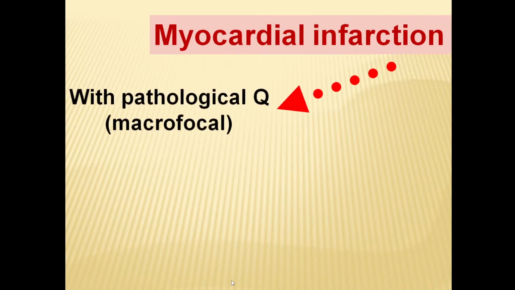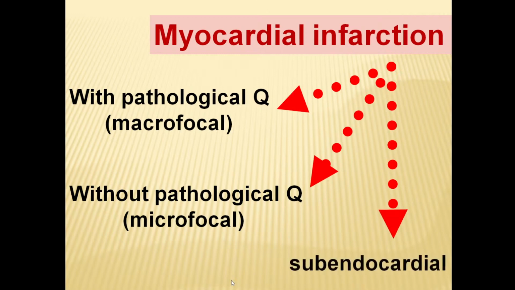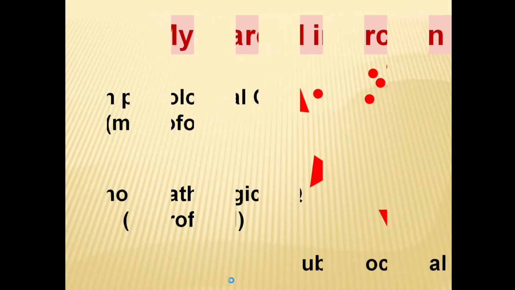Classification of myocardial infarction. First of all, we distinguish macrofocal myocardial infarction, in other words with pathological Q wave, and without pathological Q wave, which is microfocal myocardial infarction. Now, you understand that the deeper and larger the necrosis, the more negative the prognosis for the patient. And there may be short subendocardial myocardial infarction, which sometimes appears without a significant clinical picture, and patients complain about usual attacks of angina pectoris and do not enter the hospital.